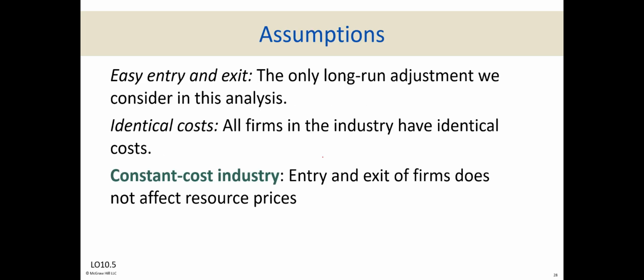And what are the assumptions in the long run? First of all, we assume firms can easily enter or exit the industry, and all firms have the same cost structure. Changes in the number of firms don't affect resource prices. For example, if many farmers start growing strawberries, we assume the price of fertilizers and land doesn't change. This is called a constant cost industry.